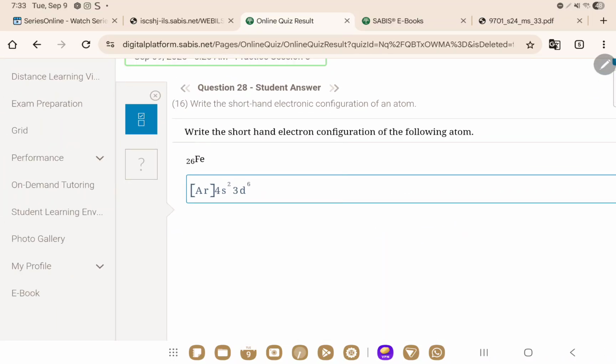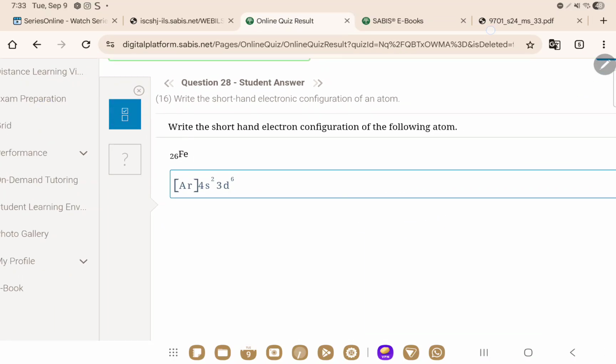Wait a minute, I just realized if argon has 18, then 18 plus 2 is 20. 20 plus 6 is 26. I'm very sorry. Also, because I said 2 weeks in a row it's a wrong question.